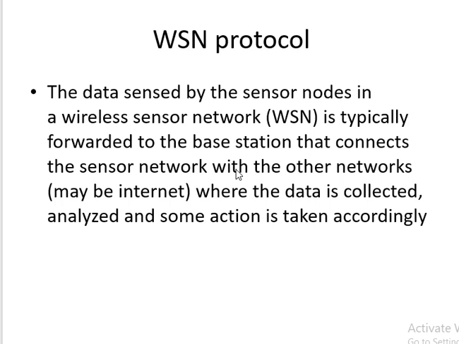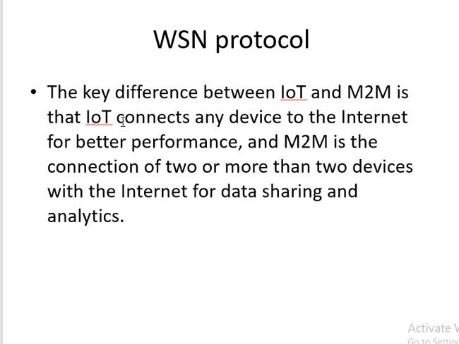When it comes to the WSN protocol, the data sensed by the sensor nodes in a wireless sensor network is typically forwarded to the base station that connects the sensor network with the other networks, where the data is collected, analyzed, and some action is taken accordingly. The key difference between IoT and M2M is that IoT connects any device to the internet for better performance, and M2M is the connection of two or more devices with the internet for data sharing and analytics.